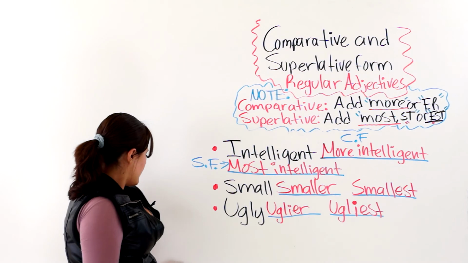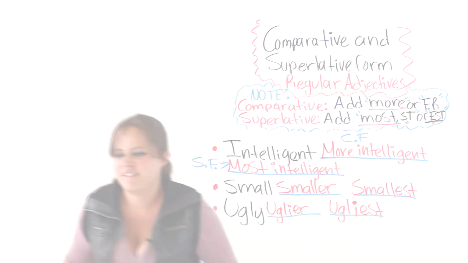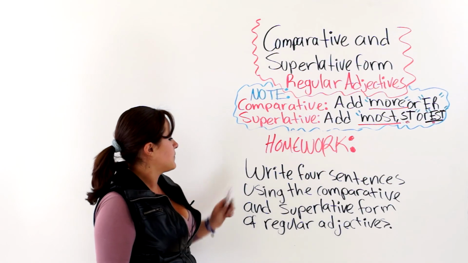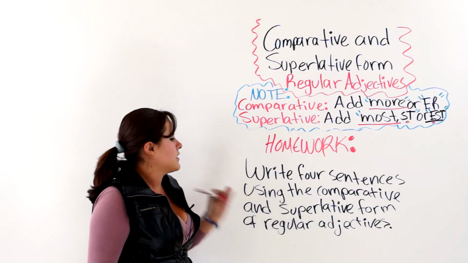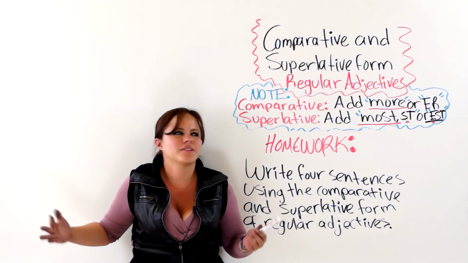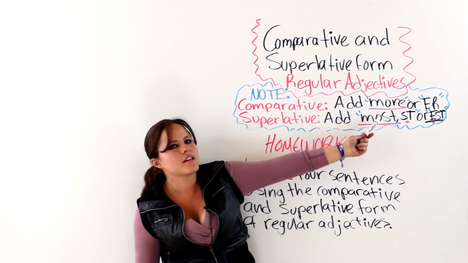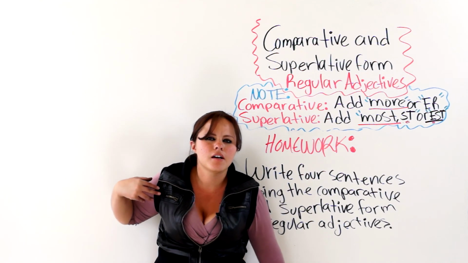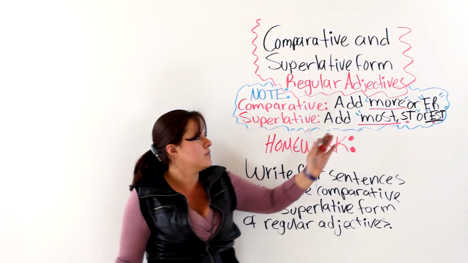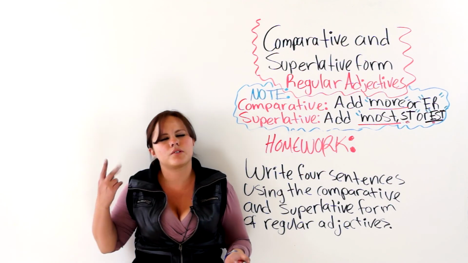Next I am going to leave you some homework. Remember that you need to practice a lot. For homework, you are going to write 4 sentences using the comparative and superlative form of regular adjectives. Remember the rules. If you need to, write this down also. More is added at the beginning of the adjective when you have 3 or more syllables, and most too. And you add ER, EST, or ST to the adjective when they are 1 or 2 syllables.